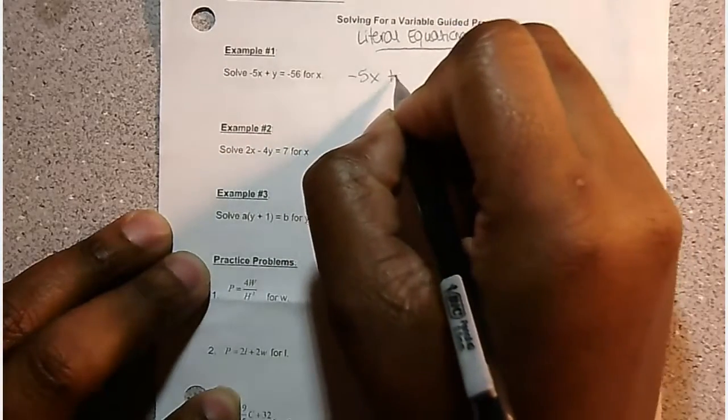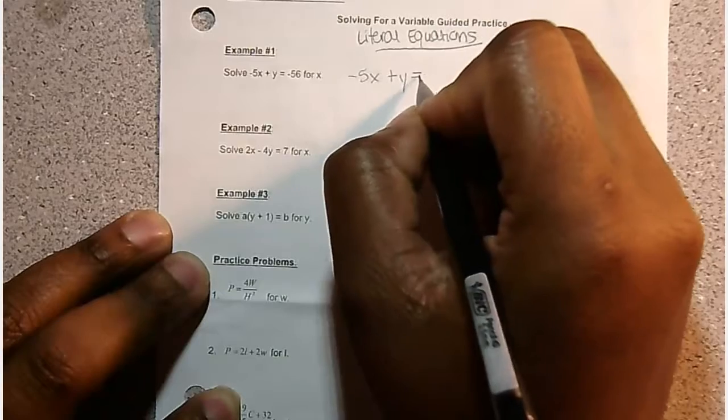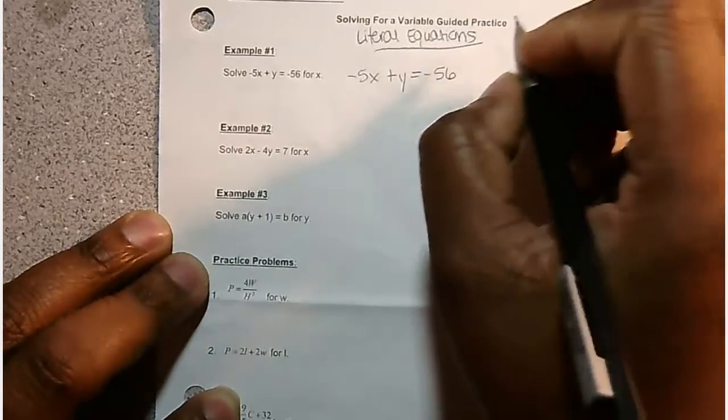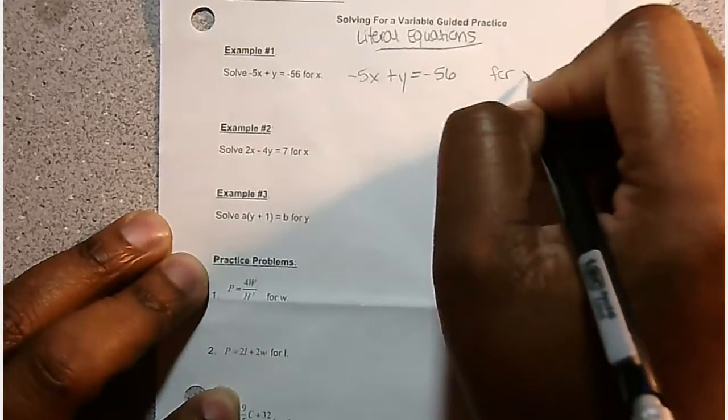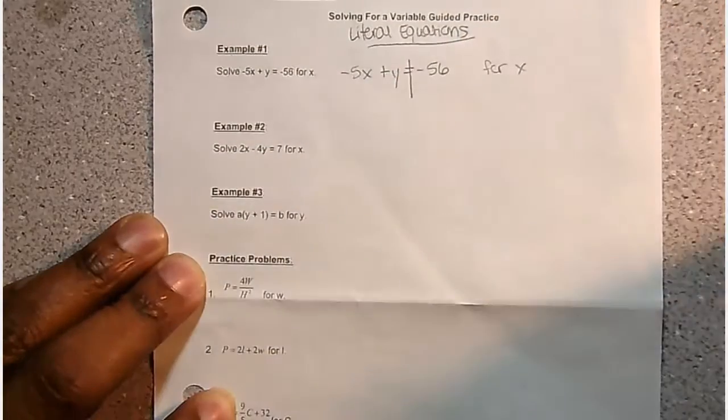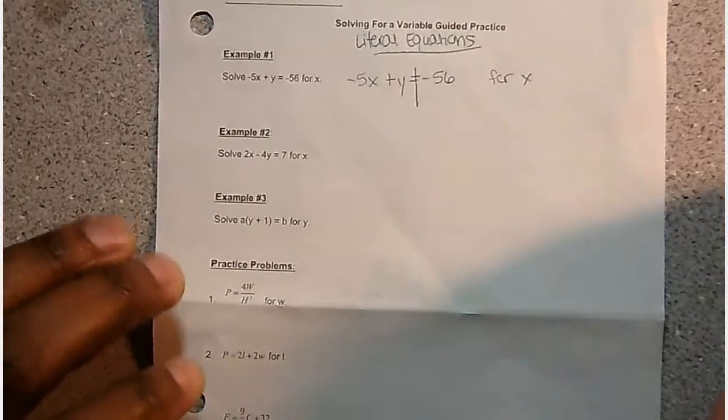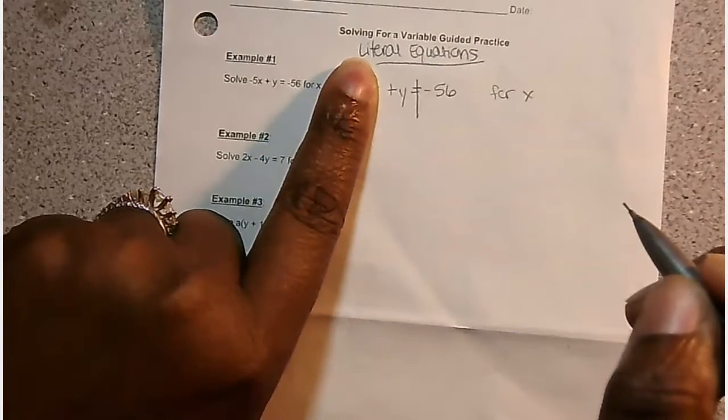Examples 1, 2, and 3 are just regular equations solving for the variable. And so I'll model that for you. Negative 5x plus y equals negative 56. And it says solve for x. And of course, I'm going to tell you to follow the same procedure. Draw a line down the equal sign because both sides are equal. Put your finger over the term with x in it.